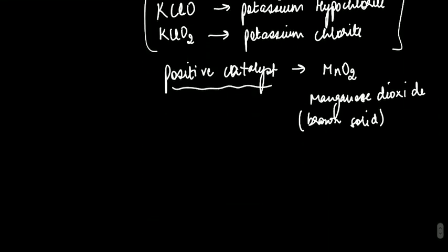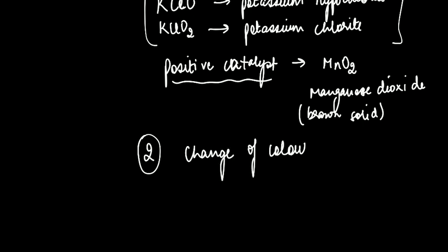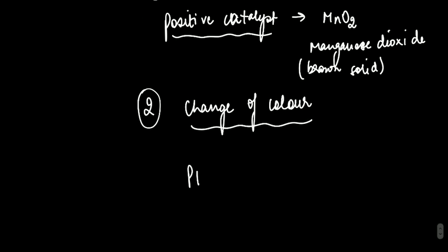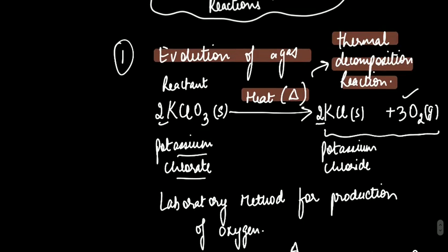So the second characteristic that we are going to discuss is change of color. In change of color, we can take this reaction: Pb3O4. Again we are going to heat it and we are going to get PbO plus oxygen gas. Now this reaction can be used for multiple types of reaction. The above reaction I wrote is a thermal decomposition reaction.